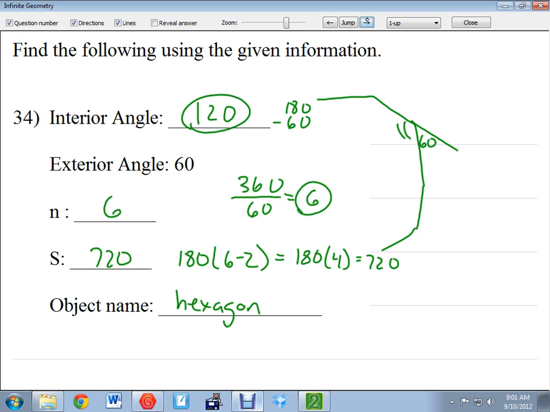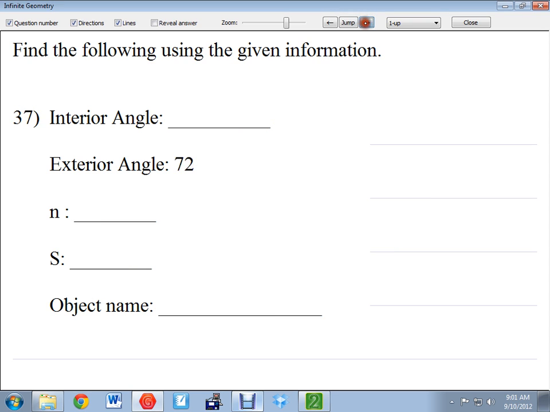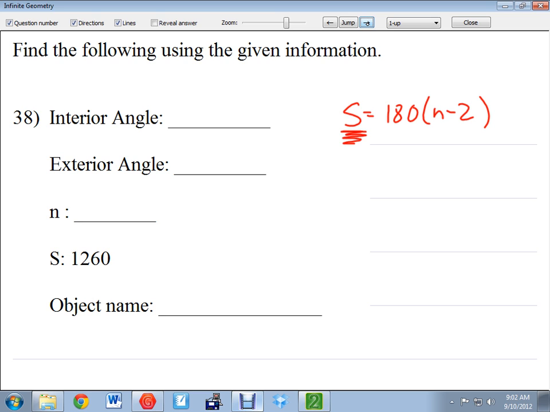Now, not all the time will they give us that information, but sometimes they will give us just simply the sum. And giving us simply the sum is a little bit more difficult than giving us an interior or an exterior angle, because we don't know what n is, and there's no real easy way to find it without setting up an equation. Now we have to remember what the equation is, which is 180 degrees times the number of sides minus 2. Out of this equation, the information that I know is actually the sum. The sum is 1260. So I could say 1260 is equal to 180 times n minus 2.